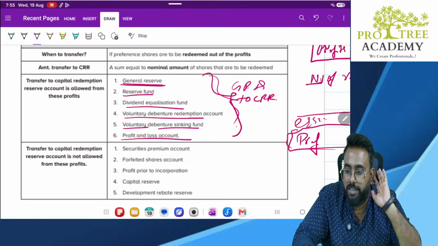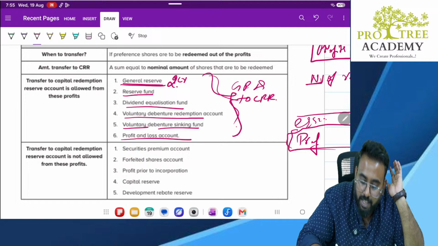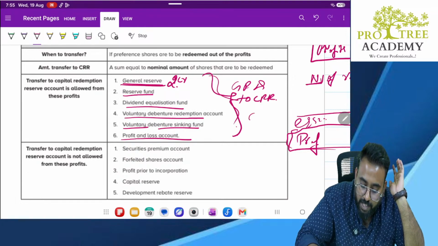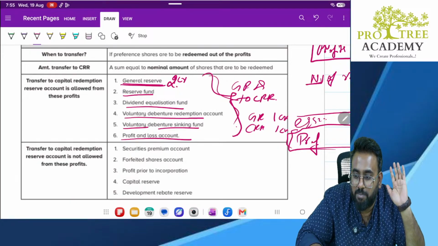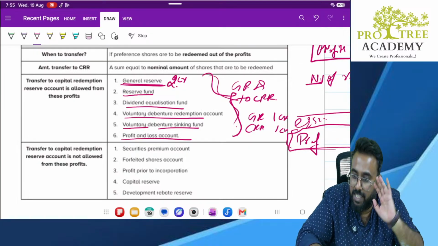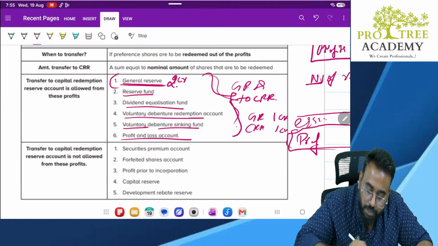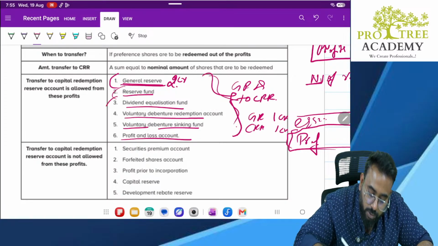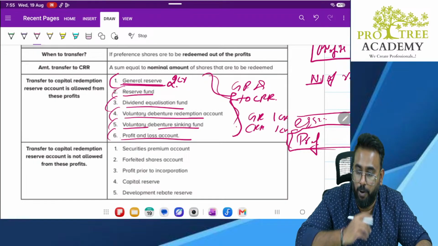So in other words, if your general reserve was showing a balance of 2 crores, after passing this entry, what will happen? Your general reserve will show 1 crore, your CRR will show 1 crore. That's all. Nothing has changed, just a movement to make it a better presentation. Clear? So what all you can use? You can use general reserve, reserve fund, dividend equalization fund, voluntary debenture redemption account, voluntary debenture sinking fund, profit and loss account.